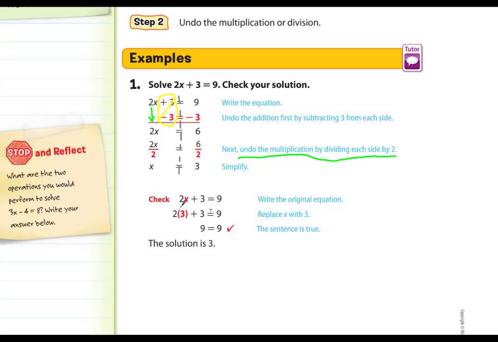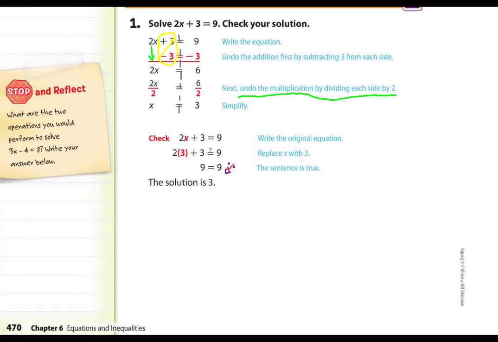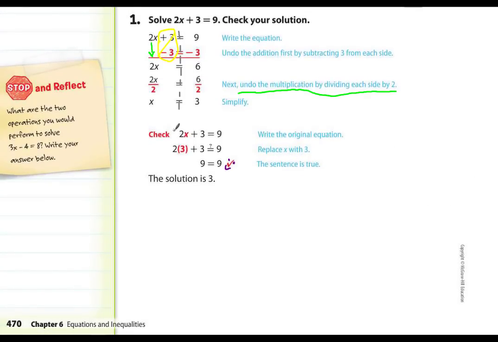I'm going to plug that in my check. It's going to get me down to a solution of 3 being correct, because when I checked it, I got 9 equals 9. And as soon as I have that, I can feel like I did this right. All right, so again, if you need to pause and review that, go ahead and do that. When you're ready, turn the video back on and we're going to the next page.